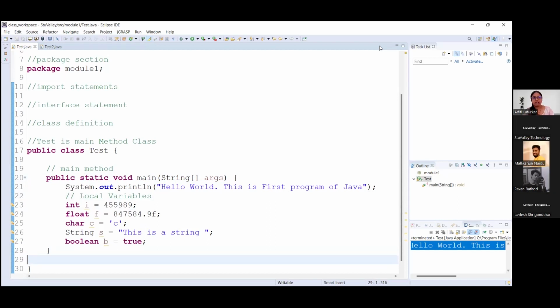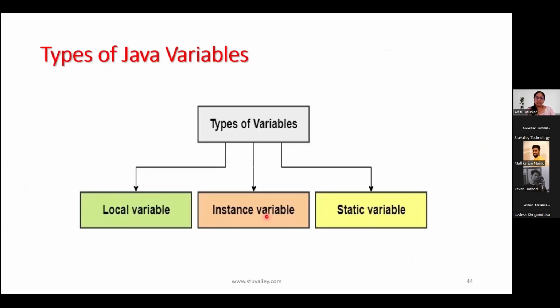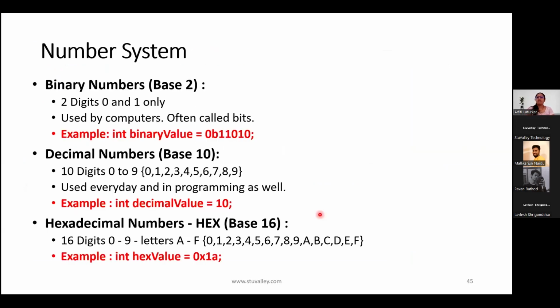When we see the static part, the static variables will be covered, and instance variables we will see when we cover classes and objects in detail. You know where the memory gets allocated for the local variables, instance variables and static variables. We have already seen this in the JVM architecture, right?